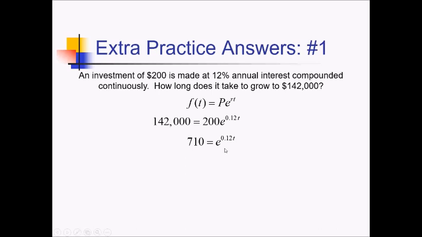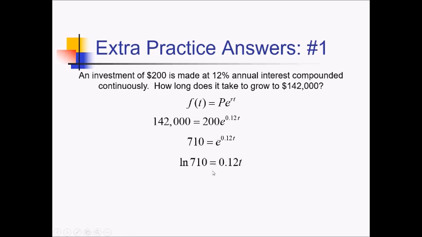All right, so now to get the t out of the exponent, we have to take the log of both sides. For this one, I'm going to use ln because ln is log base e, so that's going to cancel out the e right away. So I'm going to have 0.12 t times the ln of e, which again, ln of e is just 1. So this is just 0.12 t equals ln of 710.